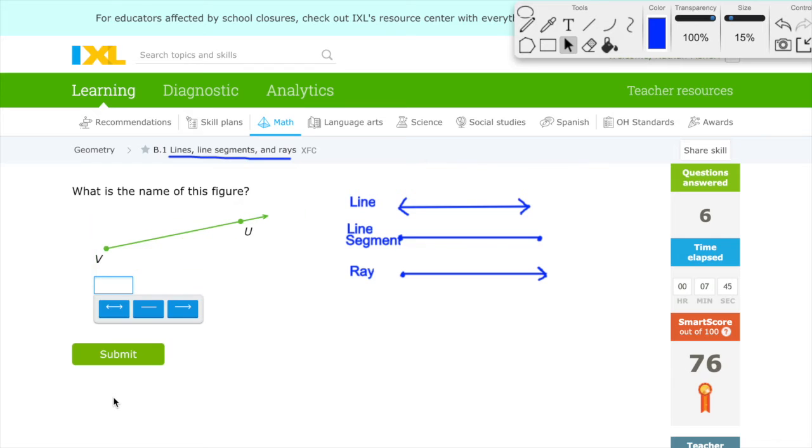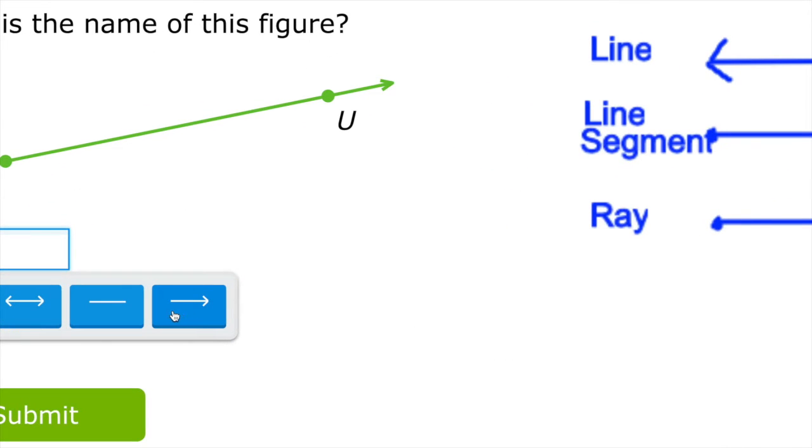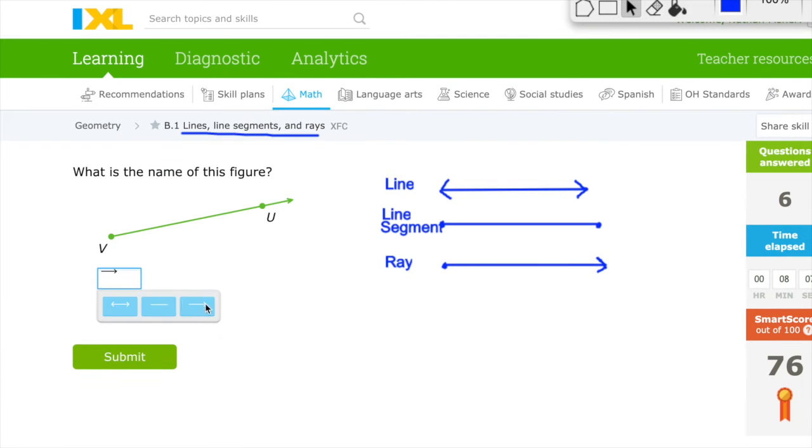Let's keep going. Super. Okay, so again, when you're naming, you want to look at the very ends. This one has an end at V. There's nothing past it. But on the side with U, there is an arrow, so that would be a ray. I have one kind of each. If I look here, a stopping point and an arrow, that's my ray.